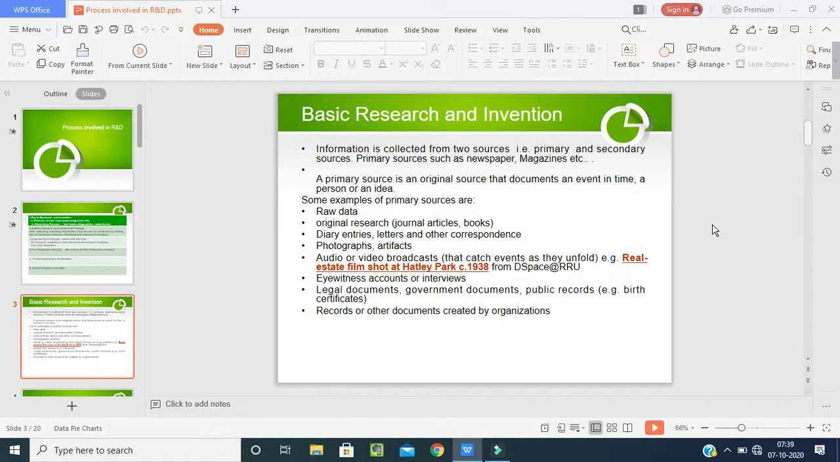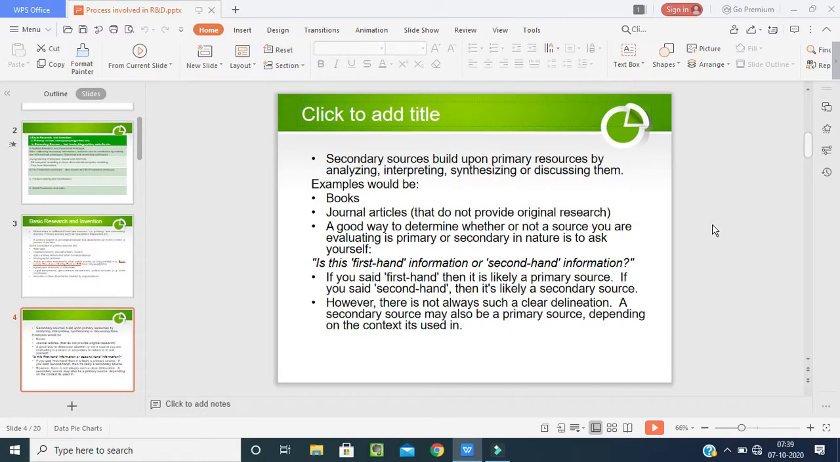And legal documents, government documents, public records, birth certificates, death certificates, like government recruitment that took place. All these come under legal documents, records or other documents created by organizations. All this information is related to the primary source. Now we will go for the secondary source.